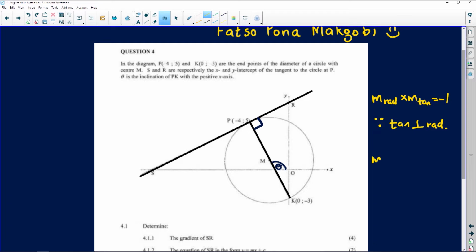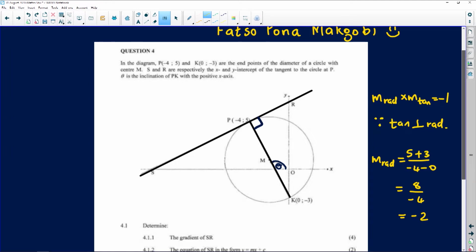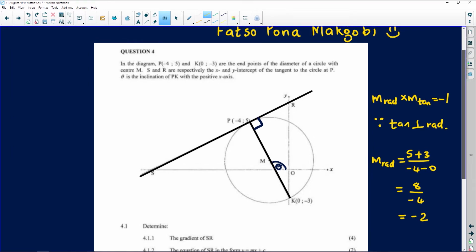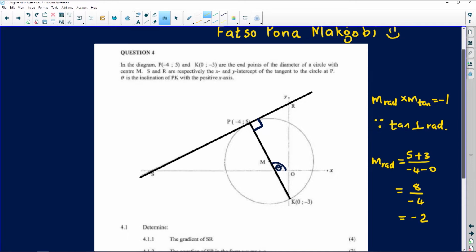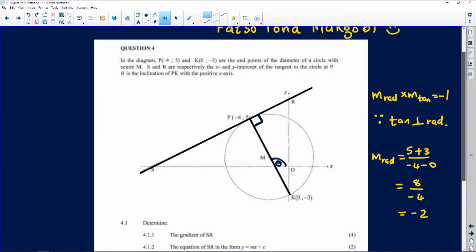So the gradient of the radius, not the tangent yet, is going to be changing y over changing x. So I'm going to use 5 minus -3, that's going to be +8, that's changing y, over -4 minus 0, okay? This is the gradient of the radius, which is going to give us 8 divided by -4, which amounts to an answer of exactly -2. Are you happy to see a negative gradient? Yes. Why? Because your diameter is a decreasing line, so we're expecting it to produce a negative gradient.